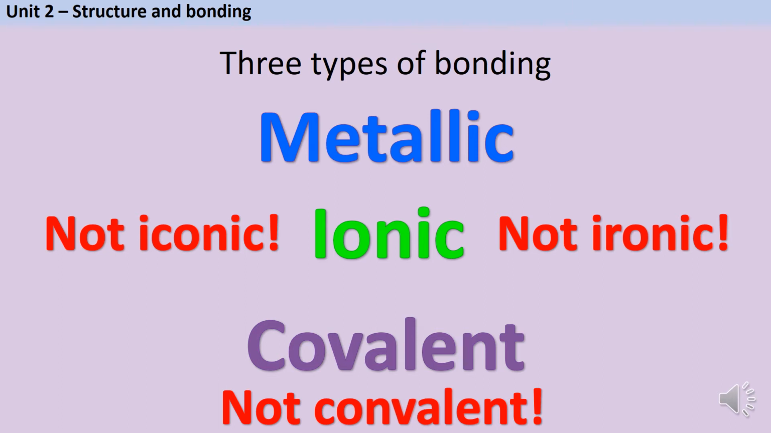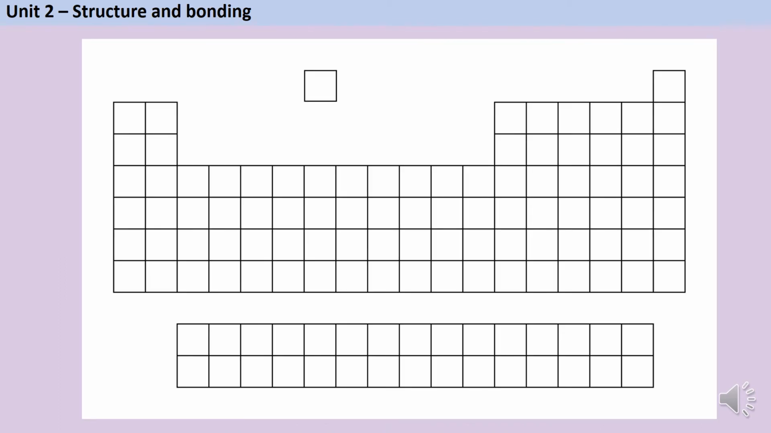So it's not "convalent" with an N as the third letter, it's covalent. Now that you can name the 3 types of strong chemical bond, the next step is to be able to identify which of these types of bonding is present in a particular substance. And to do that, we need to look at the periodic table and identify whether the elements in that substance are metals, non-metals, or a combination of the 2.